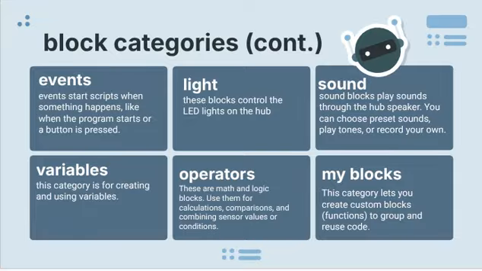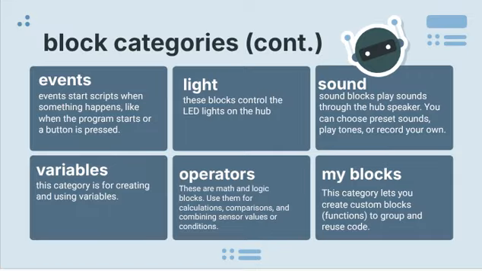Okay, and here's some more. So events start scripts when something happens, like when the program starts or a button is pressed. Light: these blocks control the LED lights on the hub. Sound: sound blocks play sounds through the hub speaker. You can choose preset sounds, play tones, or record your own, which you can later attach.